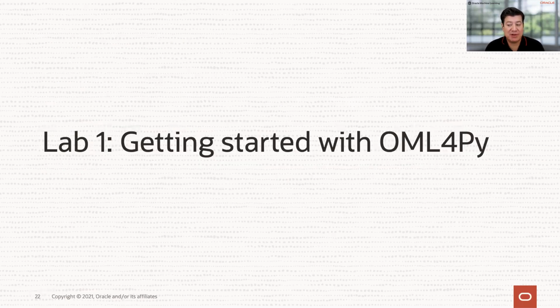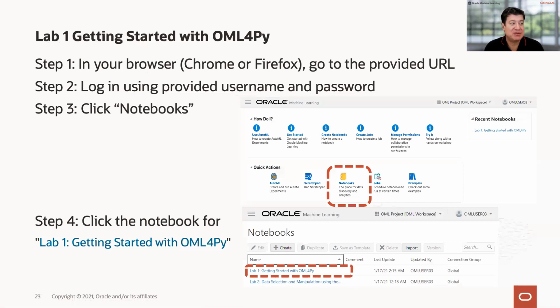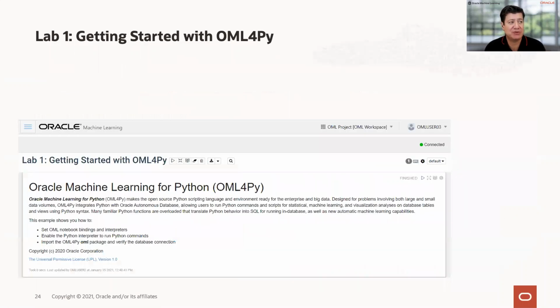Getting started with OML for Python. Basically, once you get your environments ready, you're going to be able to sign in to your Oracle Machine Learning notebooks. I'm going to show you the details, and they are in the instructions that we just shared. And then you're going to be able to click on notebooks and then click the notebook lab 1, where we're actually going to have to import the lab 1 notebooks, right? So I'm going to show you how to do it.